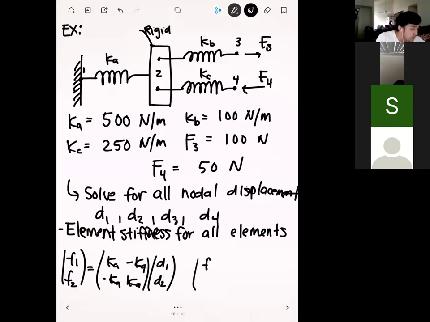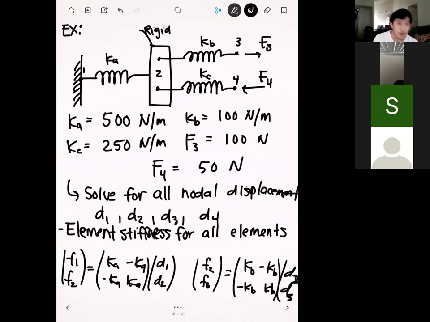Next, we have element B, or Kb, and Kb is connected to nodes 2 and 3. So we have F2, F3, and that's equal to Kb, minus Kb, minus Kb, Kb, and this is D2, D3. Then we have one more element here, element C, and we'll write that on the next page. Are there any questions on how I got these element stiffness matrices for elements A and B?